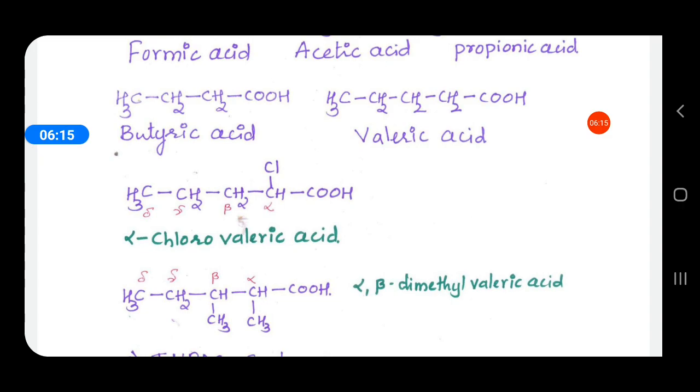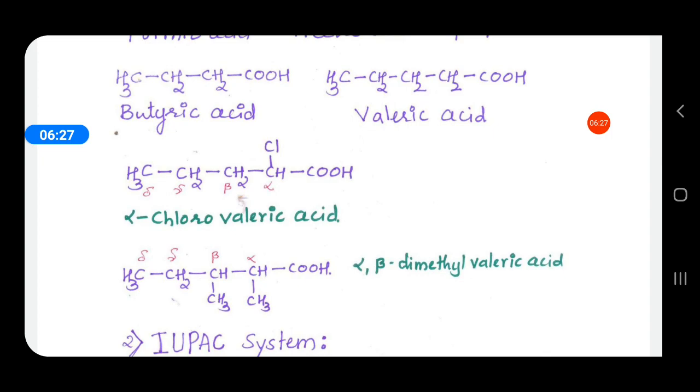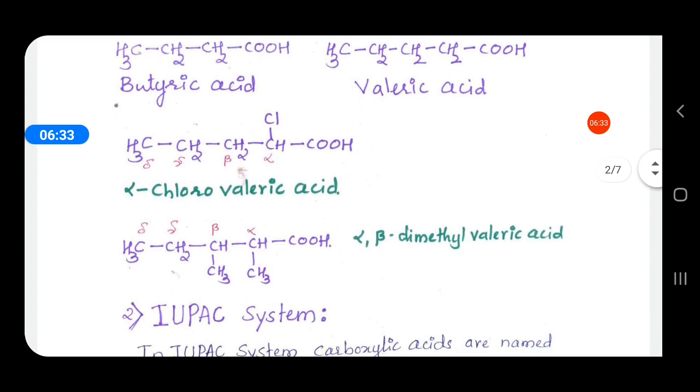If more than one substituent is present, then the positions are given, and if the same substituents are there, di, tri prefixes are added. So in this example, valeric acid contains 2 methyl groups. One is at the alpha carbon, and another one is at the beta carbon. So it is called alpha beta dimethyl valeric acid.